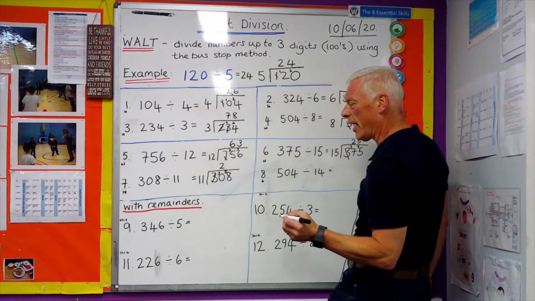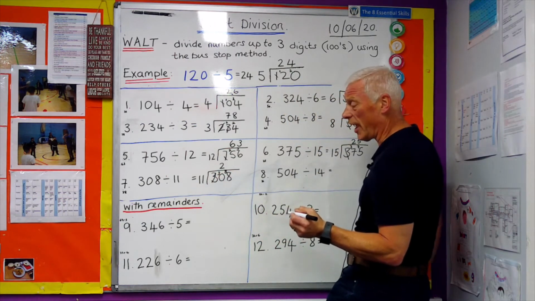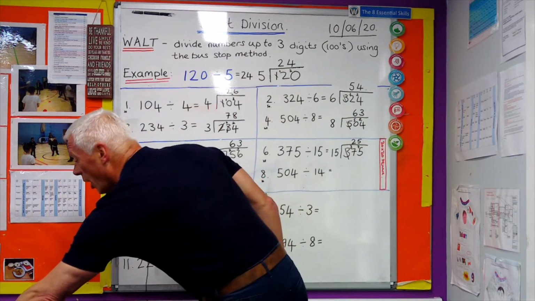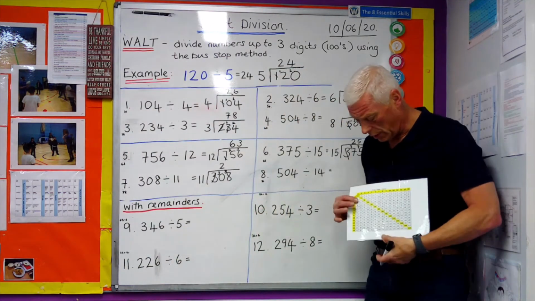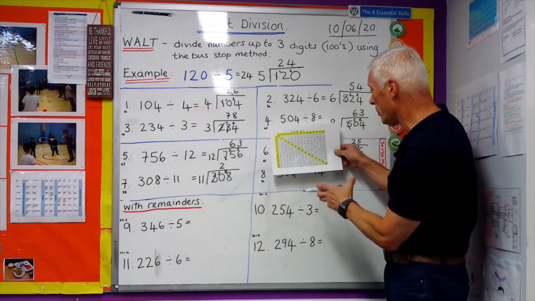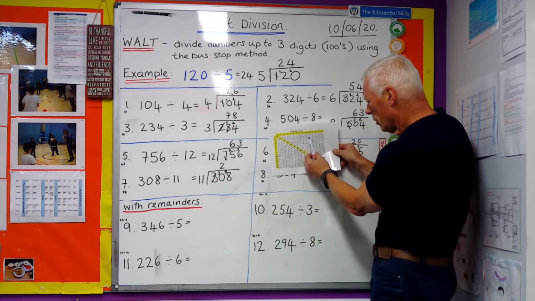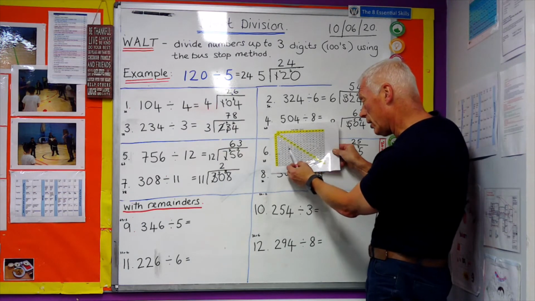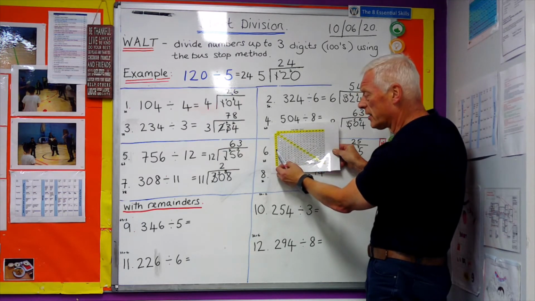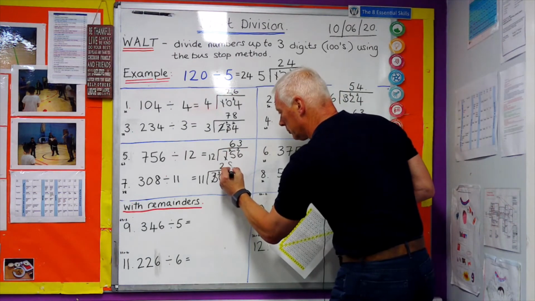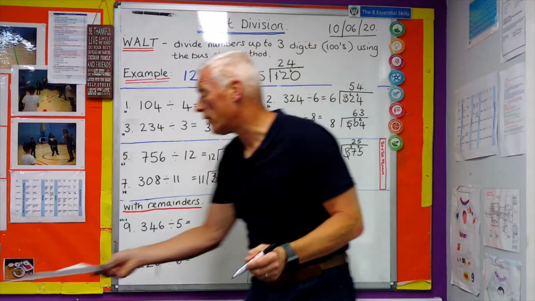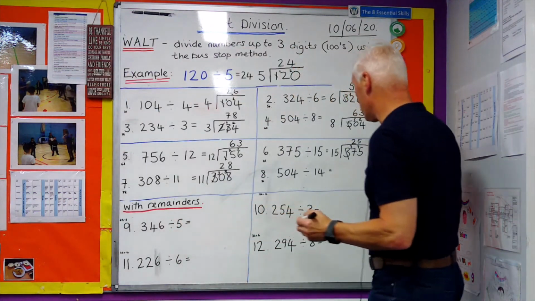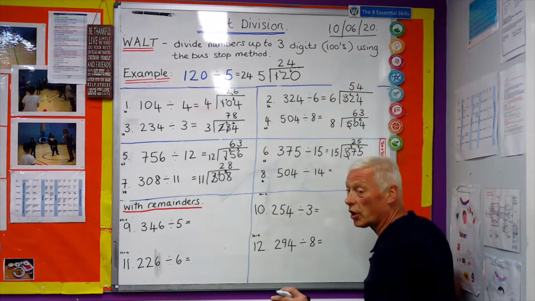So 2 11's are 22 and I've got 30. So that's going to leave 8. And then how many 11's go into 88? Again, if you know it, that's fine. If you don't, find your 11 times table. How many times will that go into 88? It goes exactly 8 times. So 308 divided by 11 is 28. Last one of the ones that go exactly.